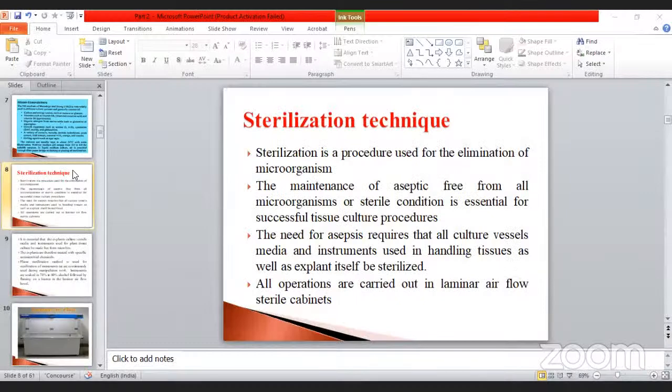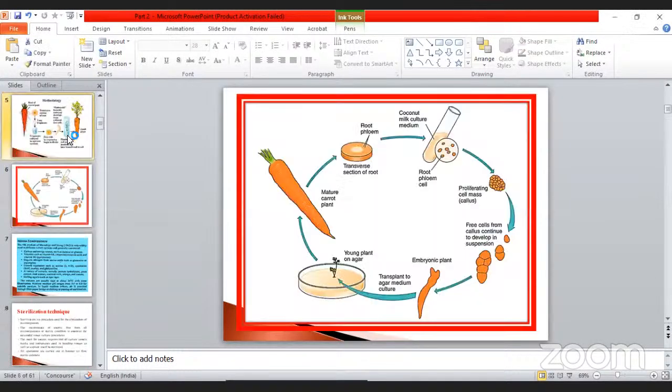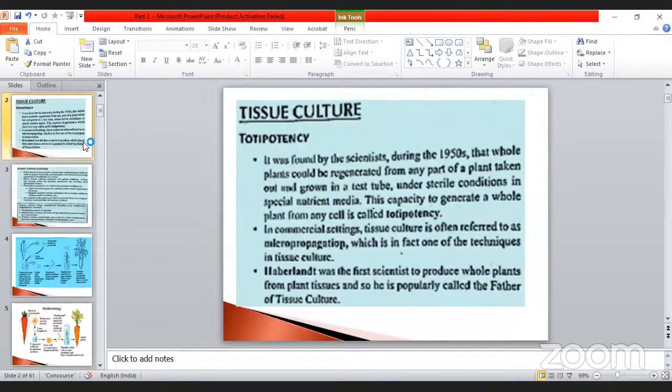Good evening, my dear students. Last class, what are the things we already discussed? Here I will recall all those points from previous classes. See, tissue cultures, we already saw. What is totipotency? Totipotency is the ability of any plant cell to grow as an entire plant. The capacity to generate a whole plant from any cell is called totipotency. That was first introduced by the scientist called Haberlandt.